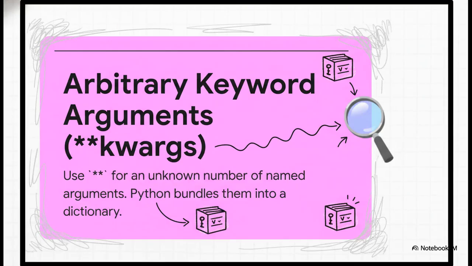And then, for the absolute ultimate flexibility, you've got **kwargs. That double asterisk lets your function accept any number of named arguments. Python just scoops them all up and organizes them for you in a dictionary. So you could just throw in name equals Alice, age equals 30, city equals New York, and the function would just know what to do with each piece of that named information.